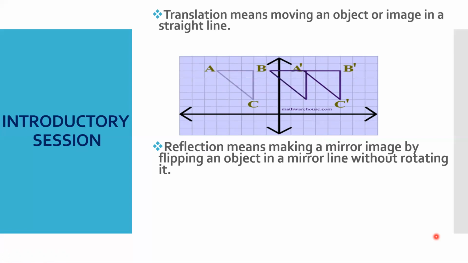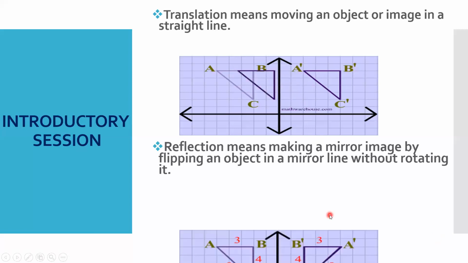So two conditions are there. Reflection means you need to make a mirror image by flipping the object, also without rotating it. I know that you are familiar with the word flipping because you all know how to take selfies and you know how to flip the image. That is, flip your selfies and also you know what you mean by flipping. So the very same process we are applying here in reflection too. Let's see reflection through an example.